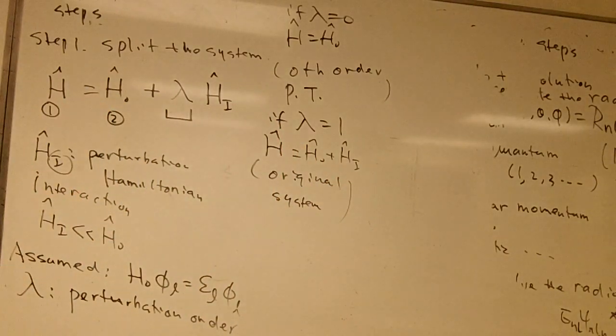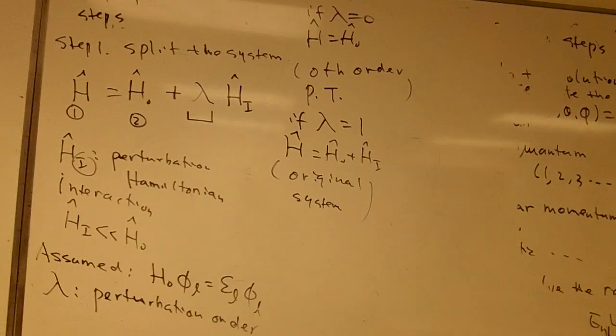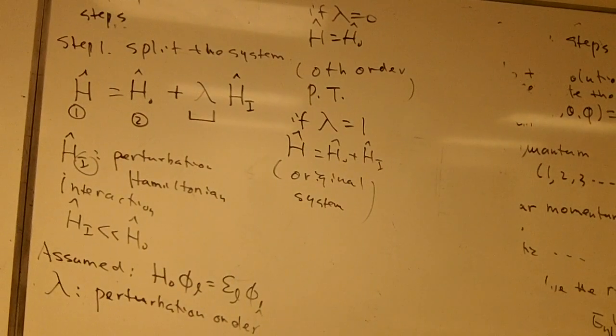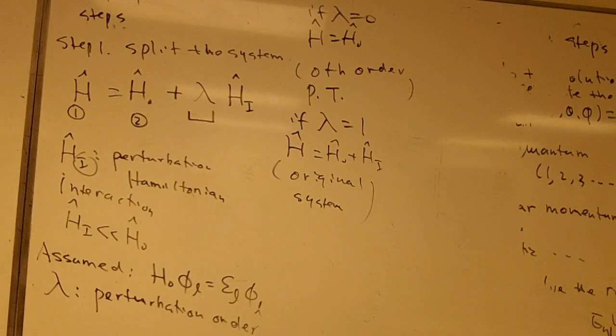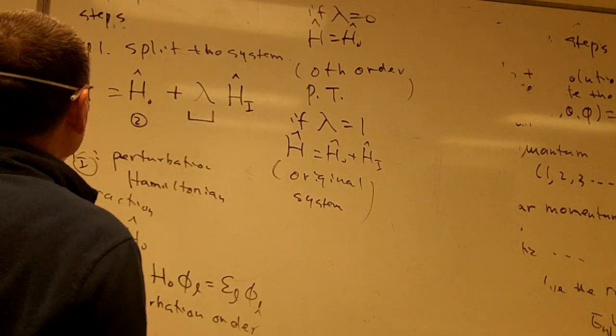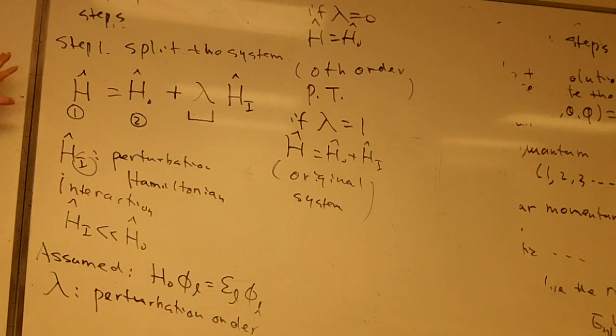So the order lambda allows us to track which order we are on, either first order, zeroth order, whatever. So order is a goal for us to track that particular order. This is my first step. We're going to split the system into two. Once we split the system, the second step.